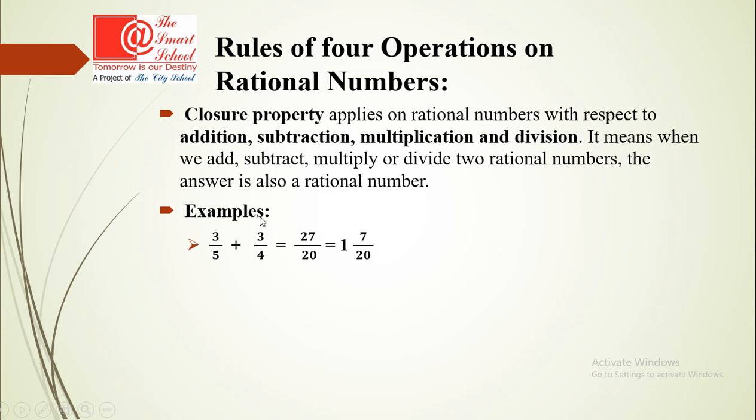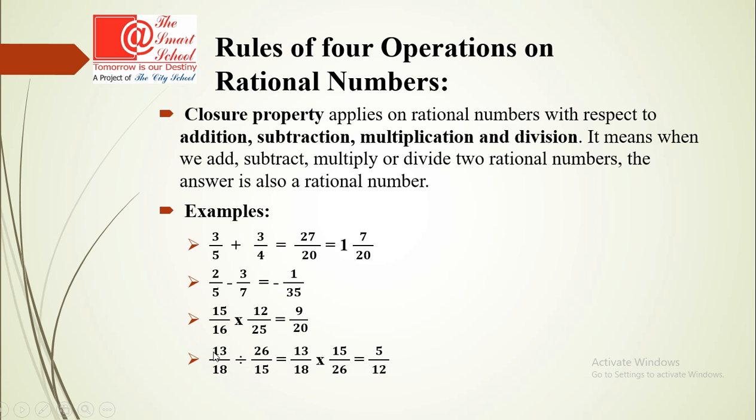Now for example, if we add 3 over 5 and 3 over 4, the answer is 27 over 20, means 1 whole 7 over 20, which is also a rational number. Now if we subtract 3 over 7 from 2 over 5, the answer is minus 1 over 35, which is also a rational number. Now if we multiply 15 over 16, which is a rational number, with 12 over 25, which is also a rational number, the answer is 9 over 20, which is a rational number.